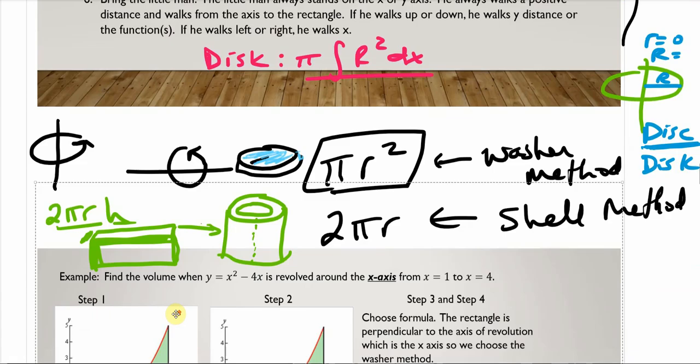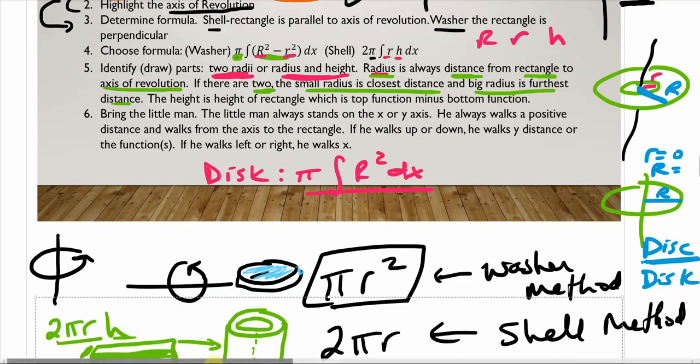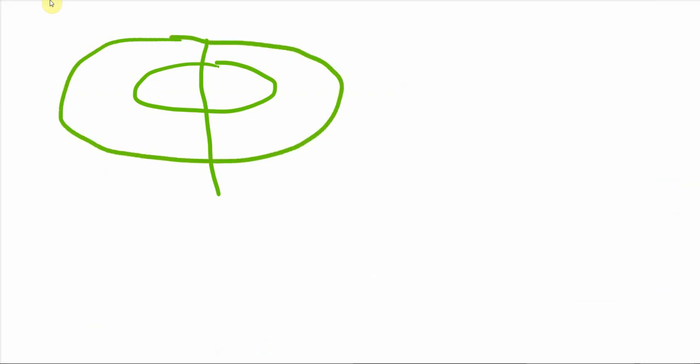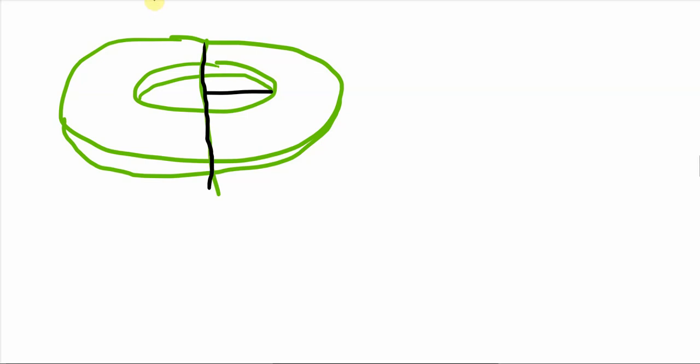Okay, so let me go ahead and come over here. All right, here's my axis of revolution. Let me go ahead and go around like this. Here's my washer. Okay, please don't make me so exact. Okay, so right here, this distance is going to be the closest distance. This right here is my axis of revolution. And where's my rectangle? You're saying, where's the rectangle? So the rectangle is going to be right here.